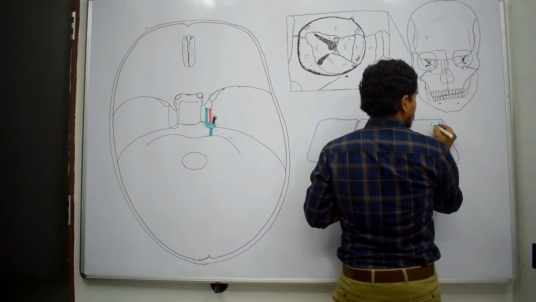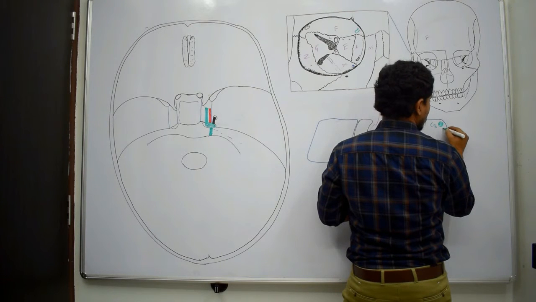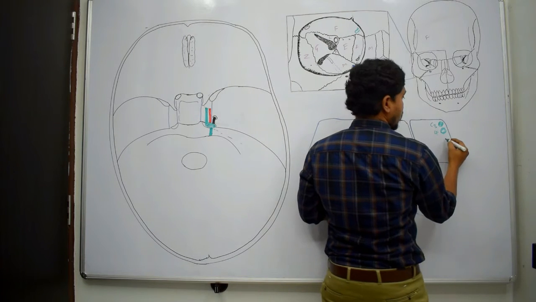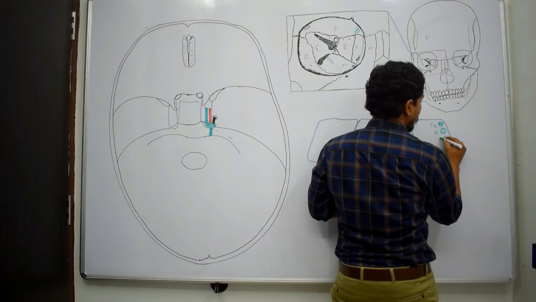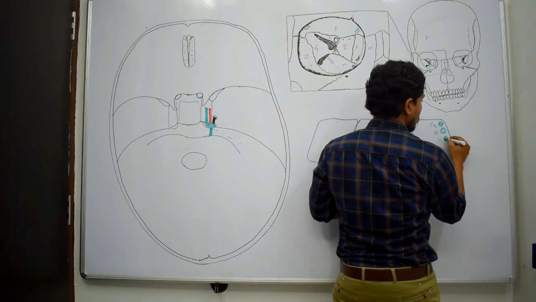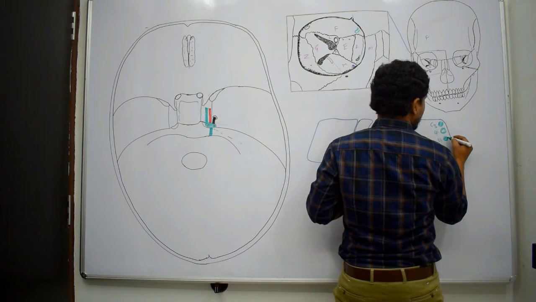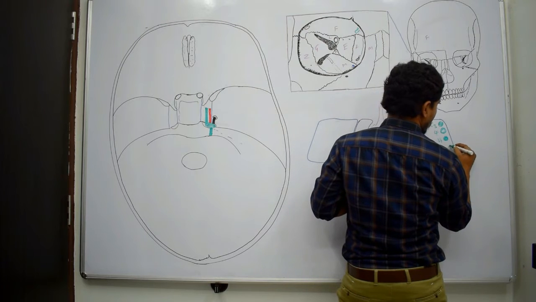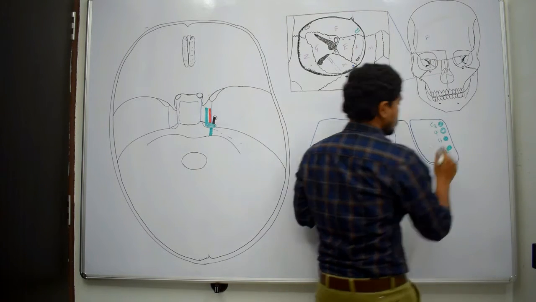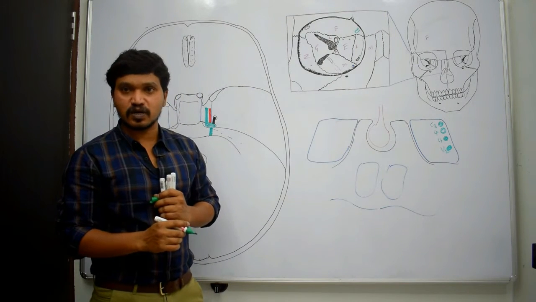This nerve is the third cranial nerve. This is the fourth cranial nerve, and this is V1. V1 means what? This one, the ophthalmic division of trigeminal nerve. Then V2. V2 means the maxillary division of trigeminal nerve.